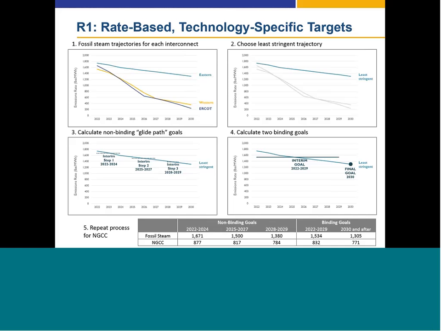That same emissions rate for the 2022 to 2029 period is applied to every single state that chooses R1. For 2030, the target is 1,305 for fossil steam. For every state that chooses R1, all of their fossil steam units must achieve that target. You can see here the natural gas ones as well. We haven't done the graph for it, but for the interim goal period it is 832 pounds per megawatt hour. For 2030 and after it is 771.